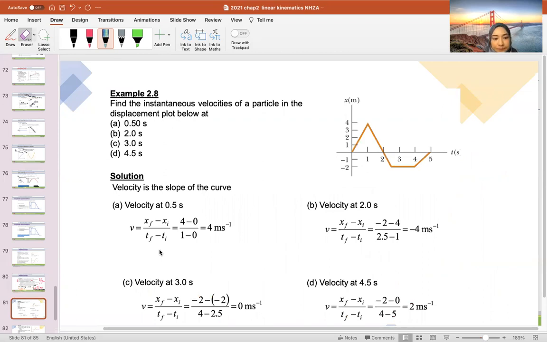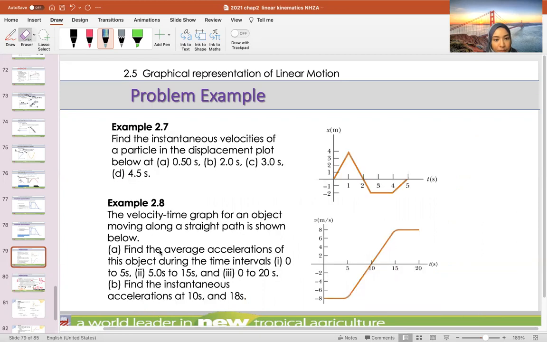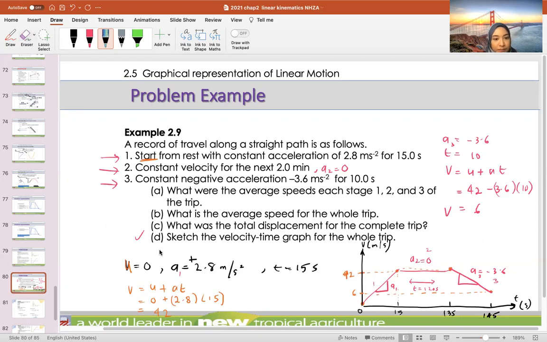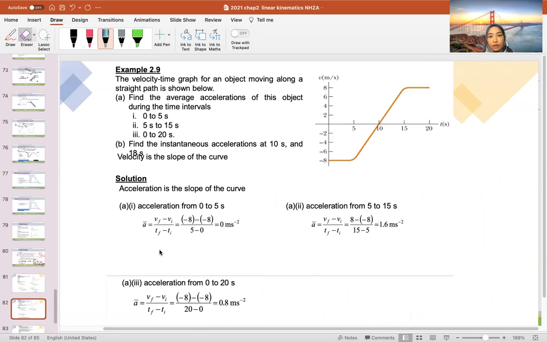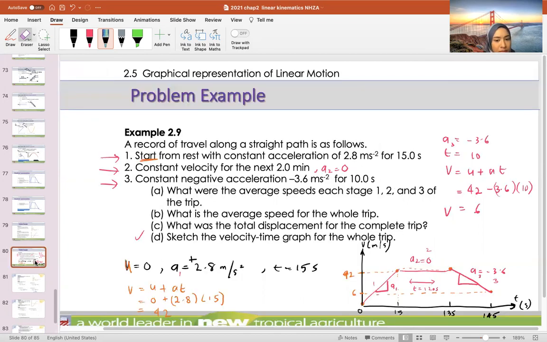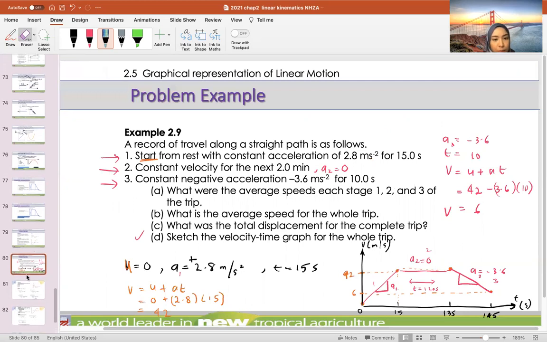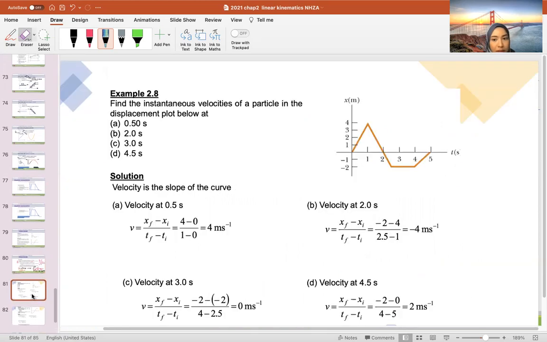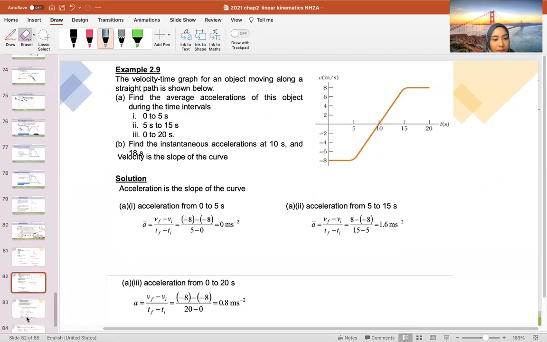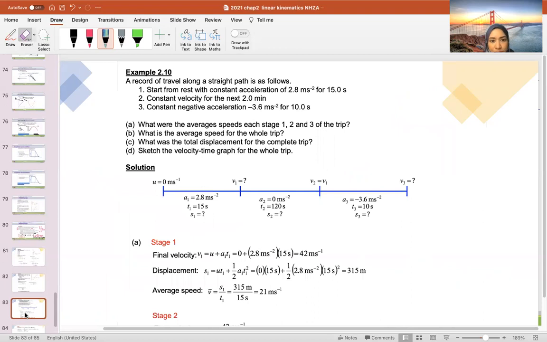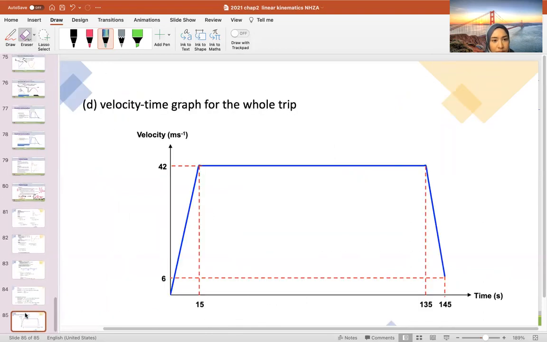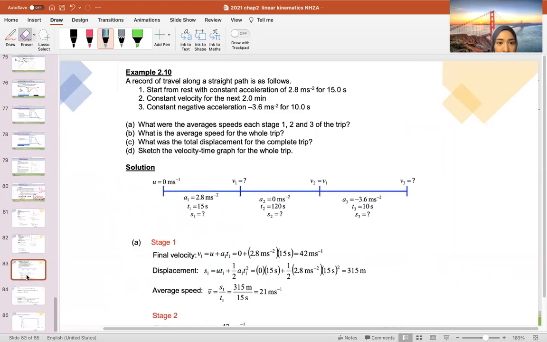This is not the answer kan? Is it the answer? Where's the answer? This is example 2.9. Terkejut saya. Okay, dia buat macam ni. Kenapa lain? Example 2.9, 2.8 meter per second. This is not the question. Okay, this is the one. This is example 2.10. Oh, salah label.